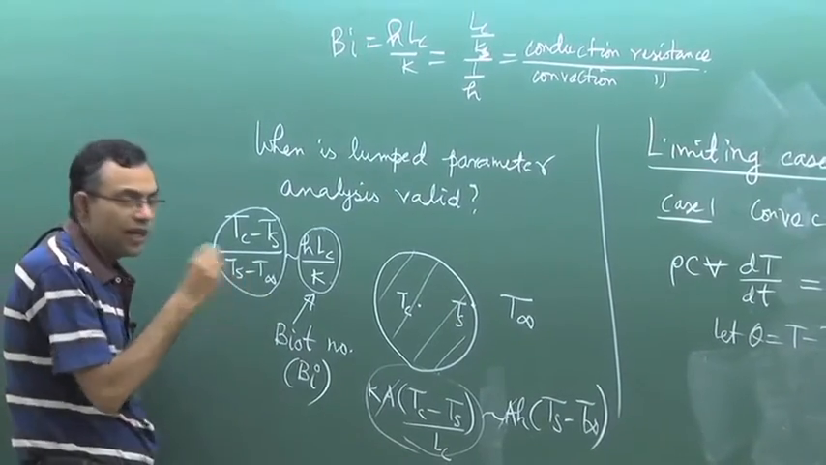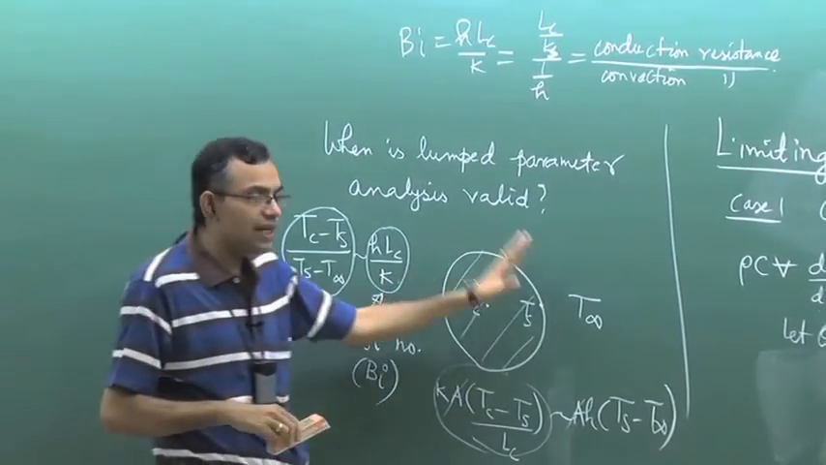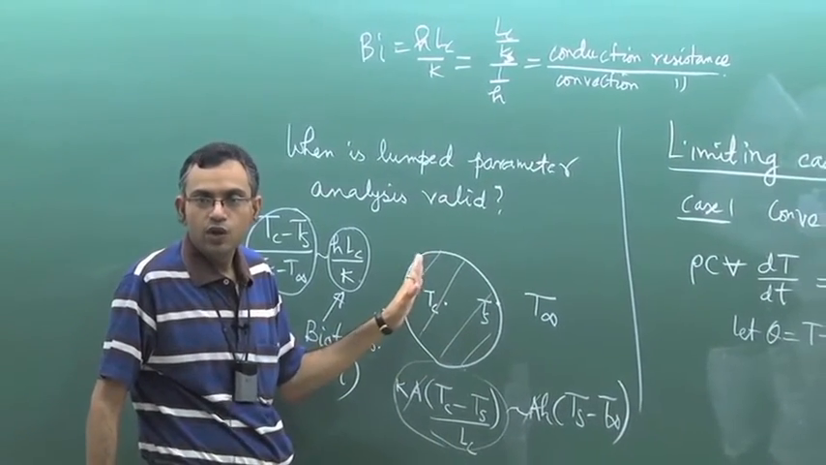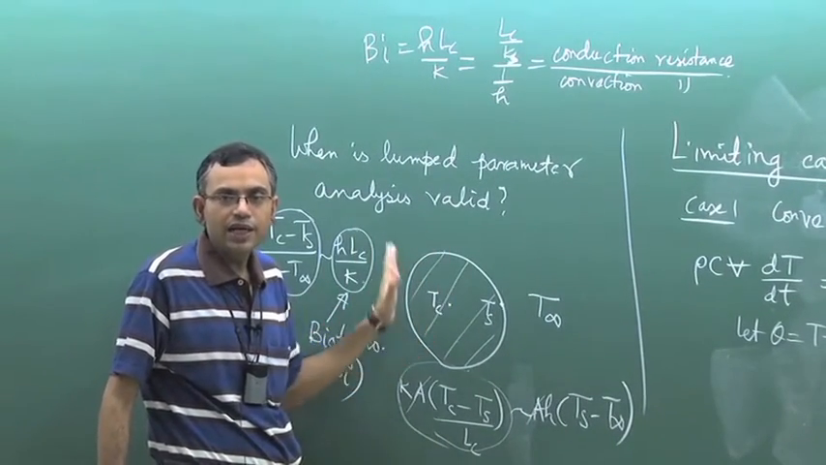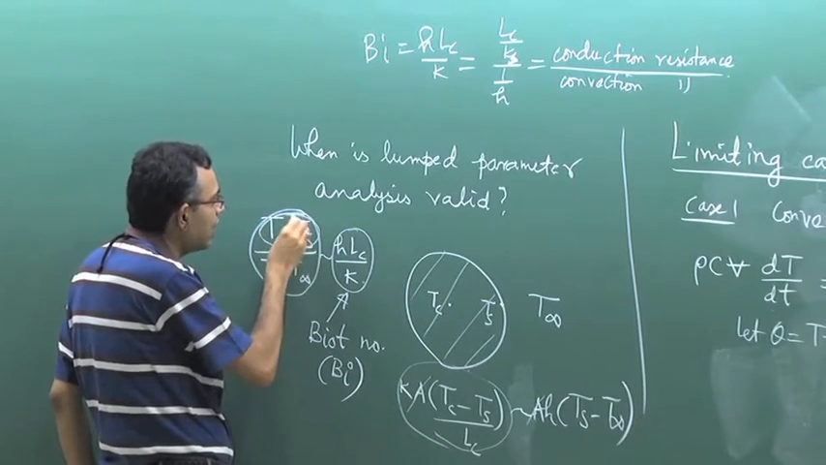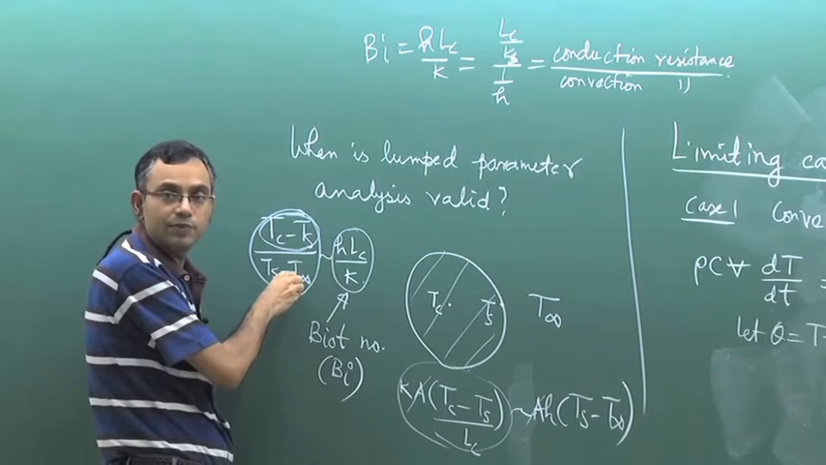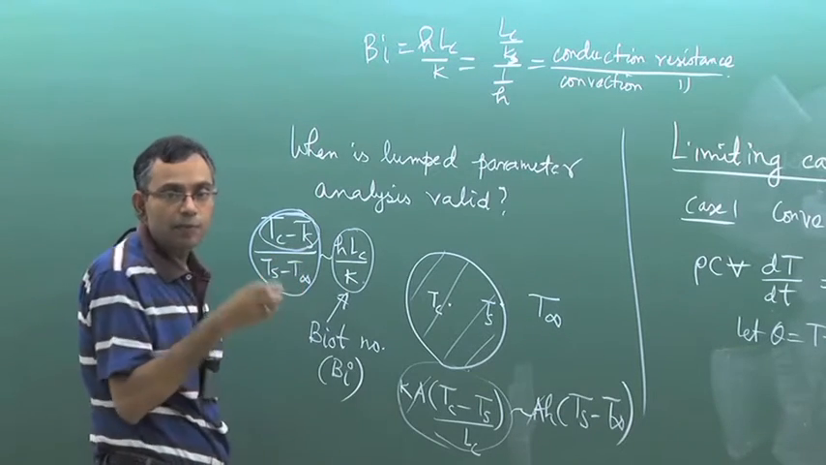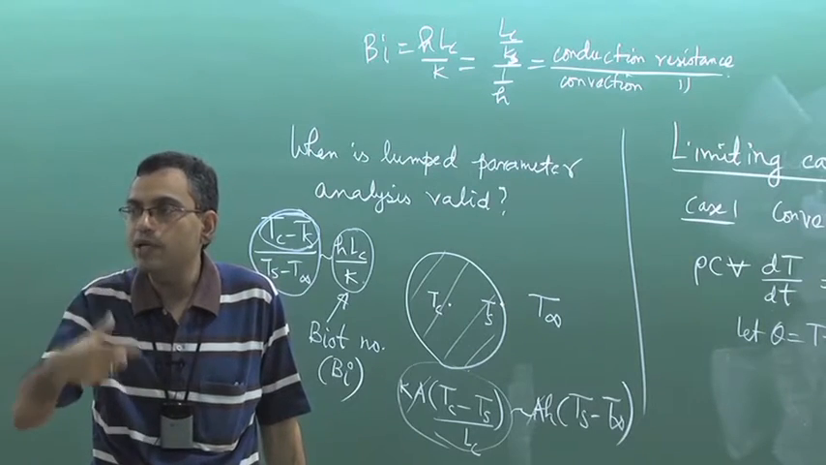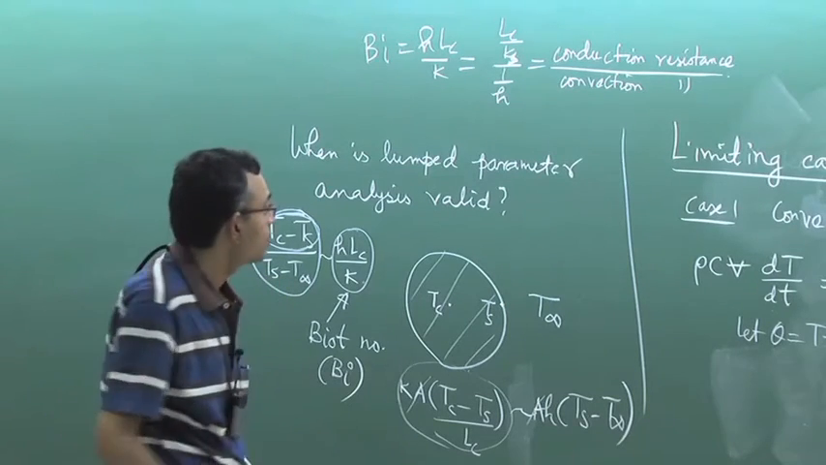So now when can we think that the entire solid is at a uniform temperature? When can we think of it like that? We can think of the entire solid to be at a uniform temperature when Tc minus Ts is much less than Ts minus T infinity. That is, temperature variation within the body is much less as compared to temperature variation outside the body.